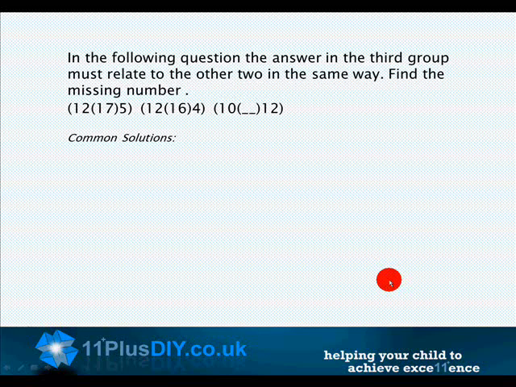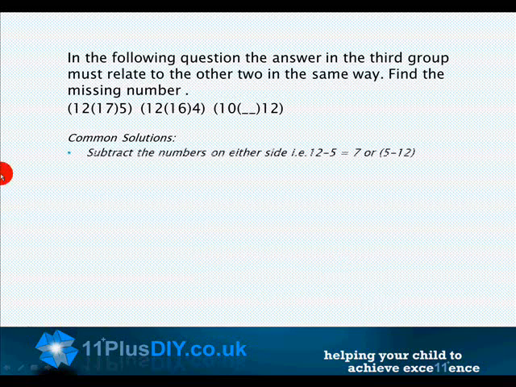We have the same question. Now we're going to look at some of the most common solutions in solving this. These are the easy ones, and these are the ones you should try first. We could subtract the numbers on either side. 12 minus 5 equals 7, or we could say 5 minus 12. They don't equal 17.